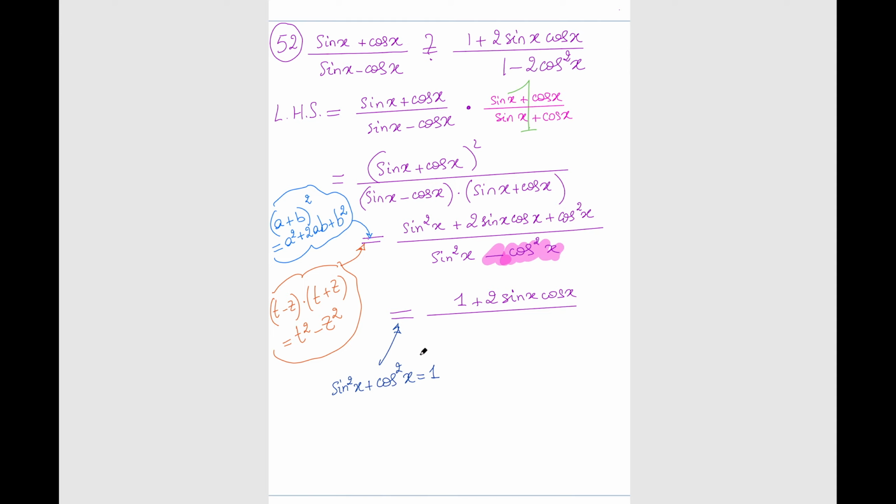Do you see why? It's already here, right? Can you solve for sine squared? Solving for sine squared is going to give us sine squared x equals 1 minus cosine squared, right? Agree with me?